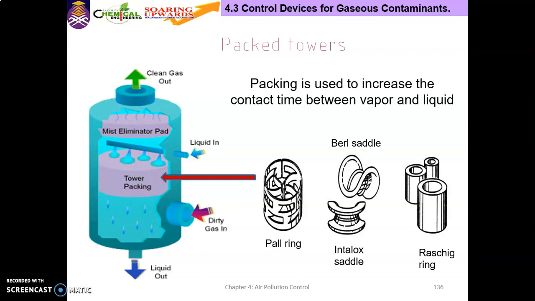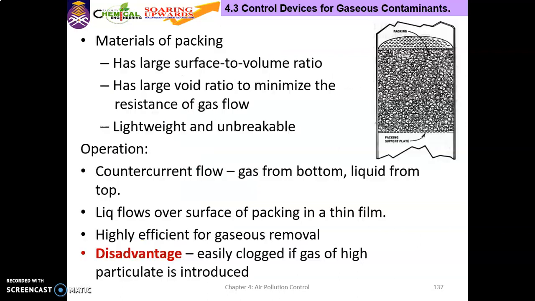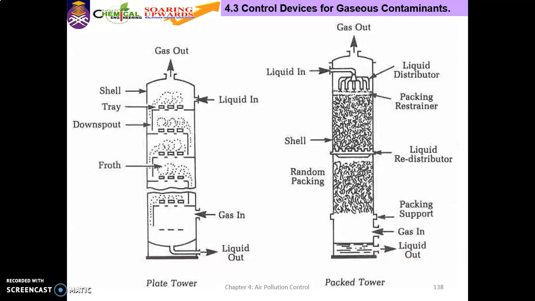Okay, this is an example of pack towers. The packing used is either interlock saddle, ratchet ring, or pall rings. The material of packing must have a large surface to volume ratio, because a large void ratio will minimize the resistance of gas flow, and the material of packing must also be lightweight and unbreakable. Okay, this is an example of pack tower and plate tower.